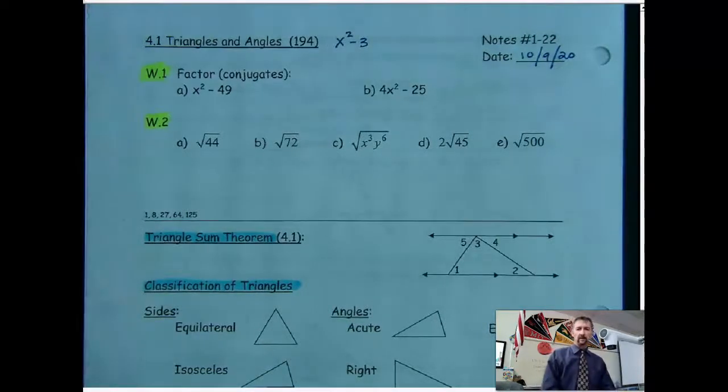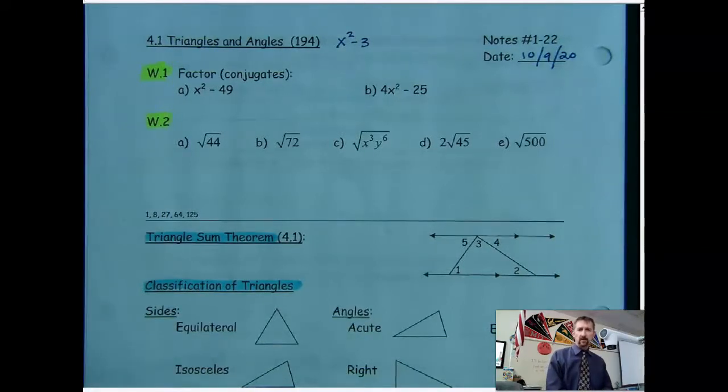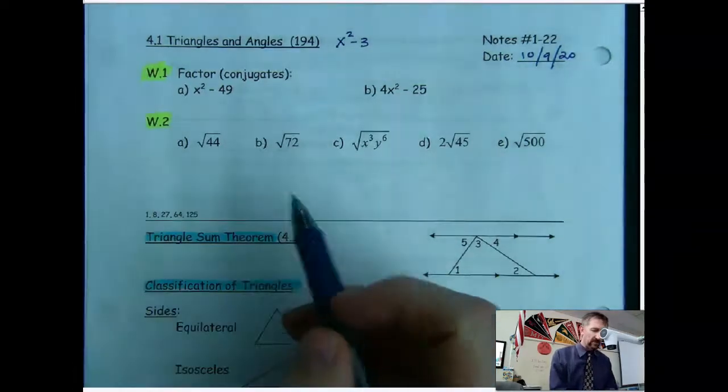Alright, so we're starting a new chapter and about to start a new quarter. Chapter 4 is about triangles. So we're starting up with a warm-up here. Always try to pause and do the warm-ups, or do the warm-ups before you even get on the video. That would be a good idea. So always do the warm-ups before you get on the video.